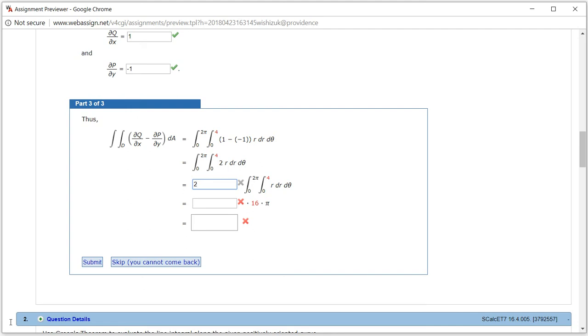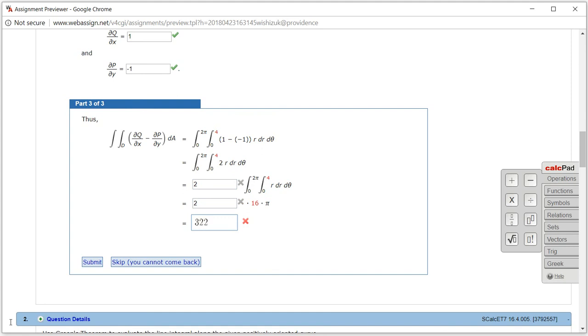The antiderivative of r is r squared over 2. If you plug in 4, 4 squared is 16 over 2. The integral of 1 with respect to theta is theta. If you plug in 2 pi and minus 0, it's 2 pi. So the 2 pi and the 2 in the denominator cancel out, and you're just going to get 16 times pi. Then we still have the 2 in front, so this is going to be 32 pi, which is exactly the same answer as part A.